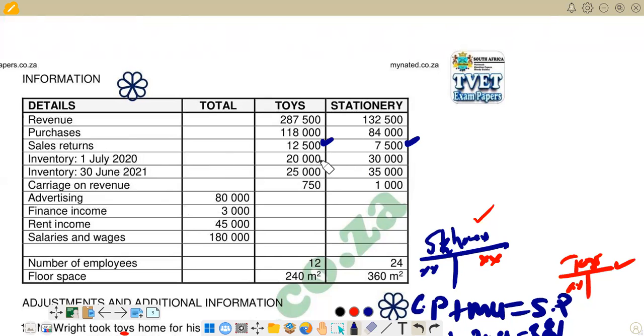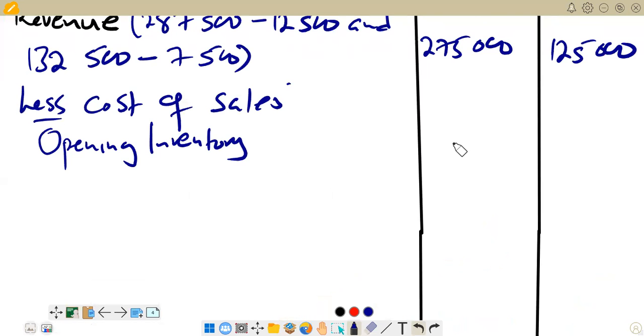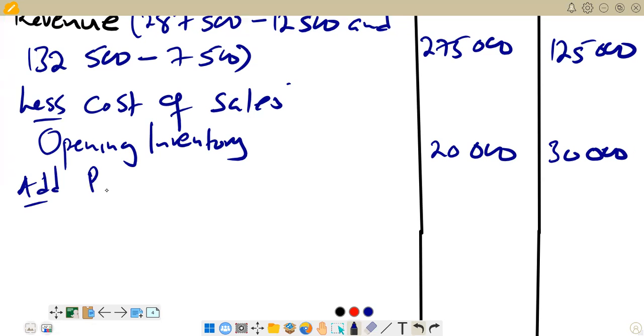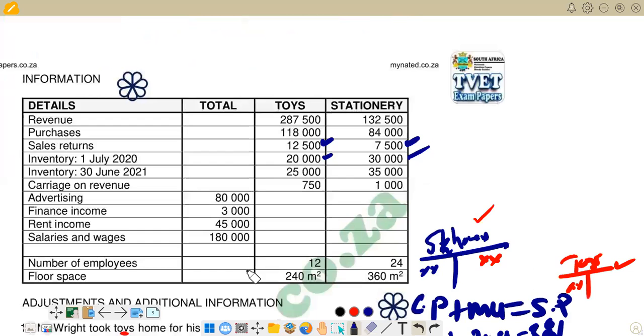So here, opening inventory is 20,000 for toys and 30,000 for stationery. So you can just go there and enter that. We've got 20,000 and then 10,000. And then we add purchases. And for purchases, again, we go and check what figures do we have. Purchases, we have got 118,000 for purchases.